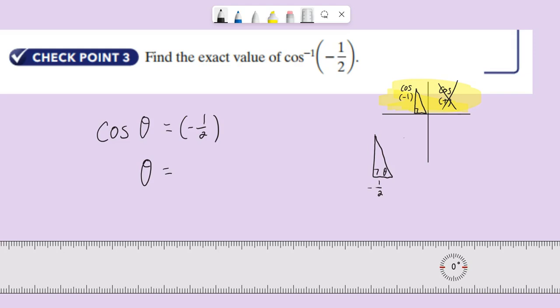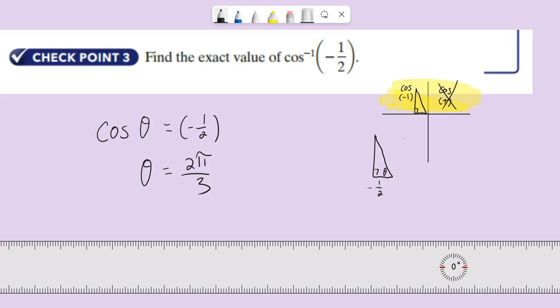All right, so for this one, I realized that it couldn't be in quadrant 1 because cosine is negative, so it has to be in quadrant 2. I also noticed that 1/2 is the short leg of a 30, 60, 90. So I'm looking for a 30, 60, 90 with a short leg on the x-axis, and I found it. It's right here. This is going to be theta equals 2 pi over 3.